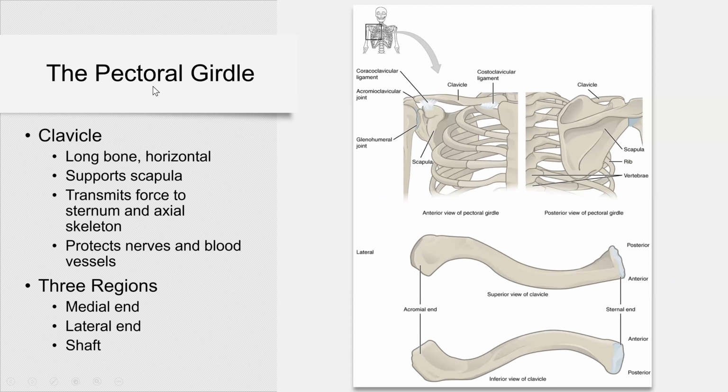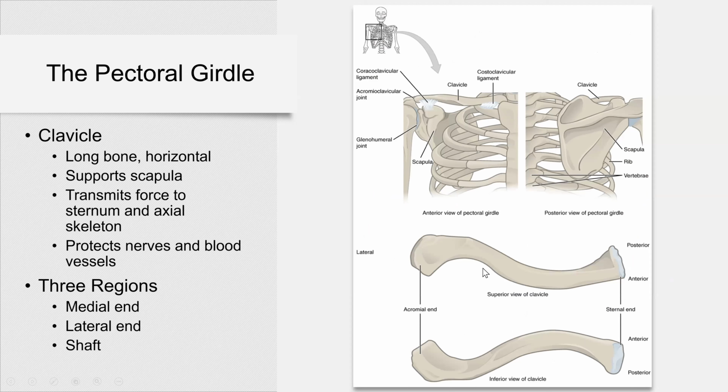So let's look at the pectoral girdle. The clavicle is a horizontal bone in your body, and it's the only horizontal bone that is a long bone, right? All other long bones in your body are vertical bones. It supports the scapula, transmits force to the sternum and axial skeleton, and protects nerves and blood vessels.